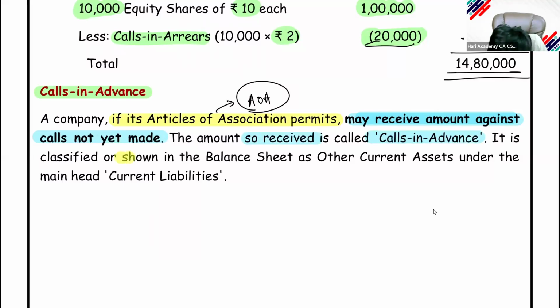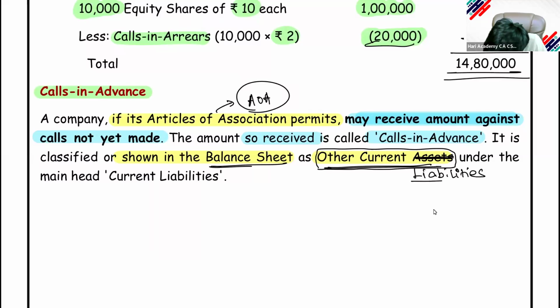Most important thing, how is it shown in the balance sheet? It is not an asset; it is shown as other current liabilities. Erase asset and write liabilities: other current liabilities under the main heading current liabilities.